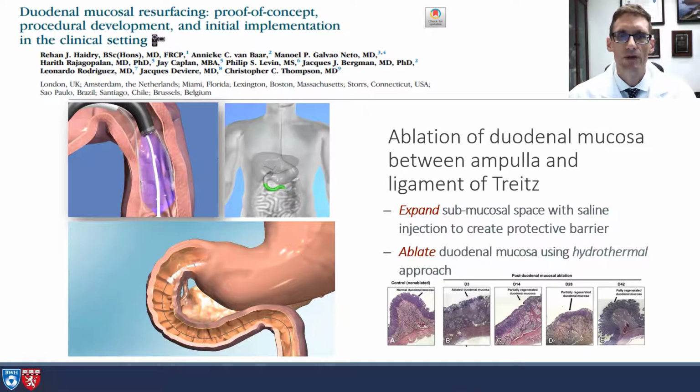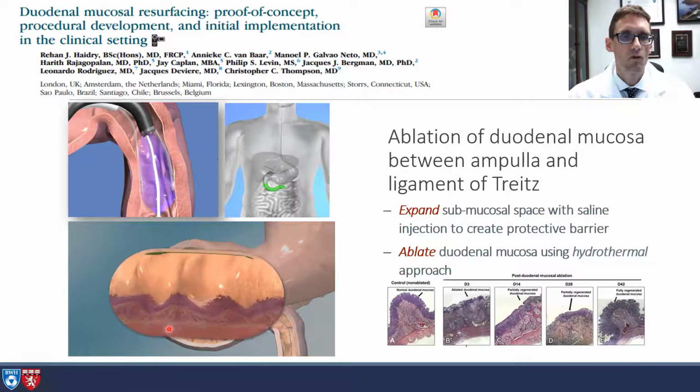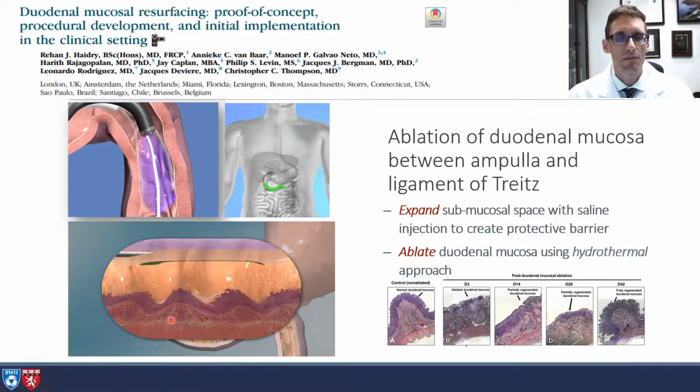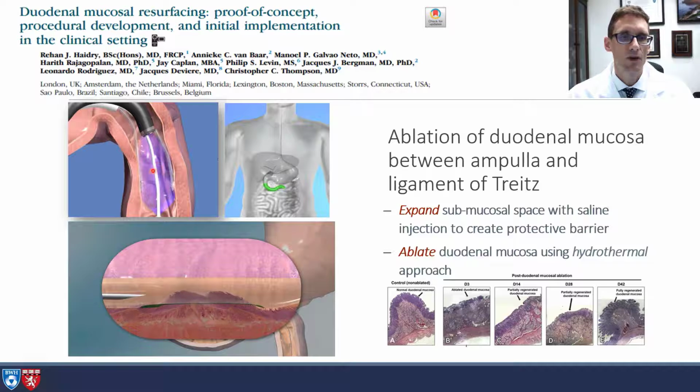Next, we have duodenal mucosal resurfacing, and this is the results of some proof of concept procedure development. You can see we have a catheter that is advanced over a wire under fluoroscopic guidance into the small bowel. There's these little channels that ride over this balloon.